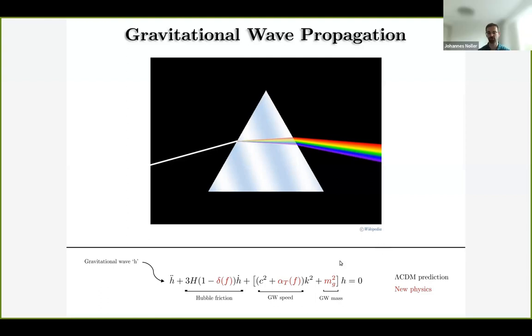Okay, let me try and answer that. You're absolutely right. Everything that lives in this term here affects the dispersion relation. So by looking at the frequency dependence of the gravitational wave, we can essentially constrain all of this altogether. We are effectively constraining different induced frequency dependencies, if we have a mass term here or if we have a different k dependence. So this is something that we can do. In fact, we do already in the testing GR group.